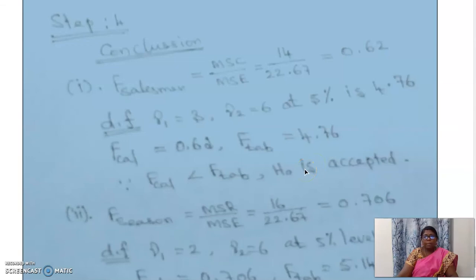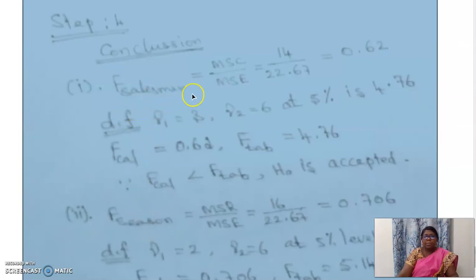In the ANOVA table, the last column is for finding the F value. That we do in step 4. We are using the F distribution here, represented by the capital letter F. This is a two-way classification model, so you have to find two F values: one for salesman, another for season.